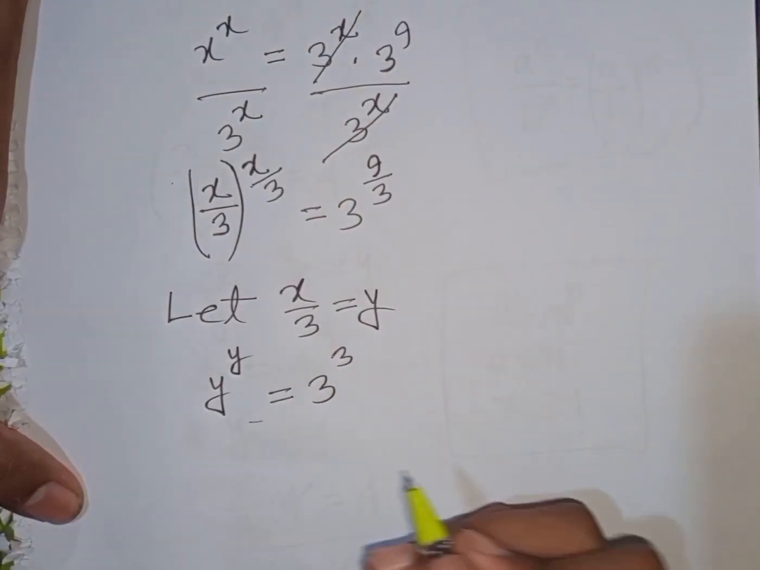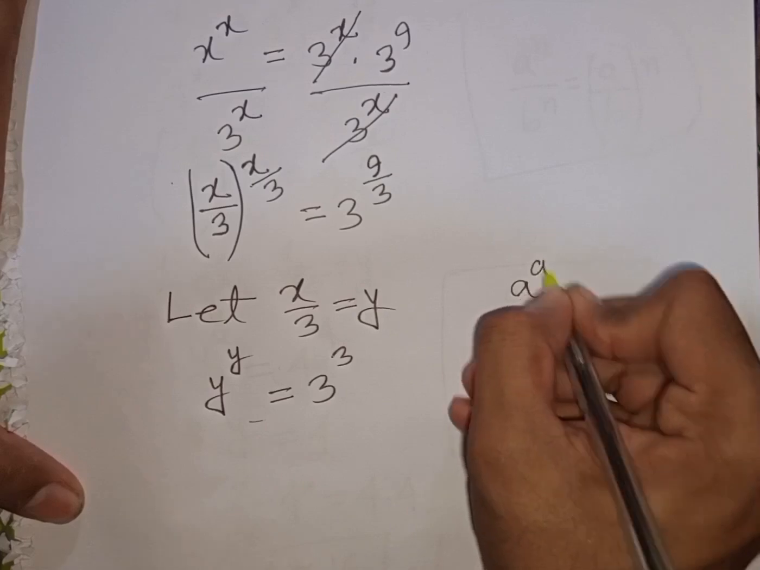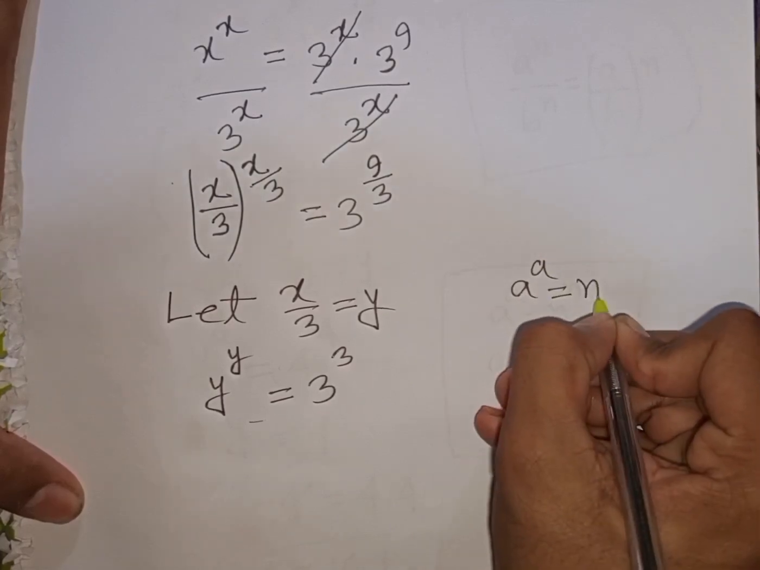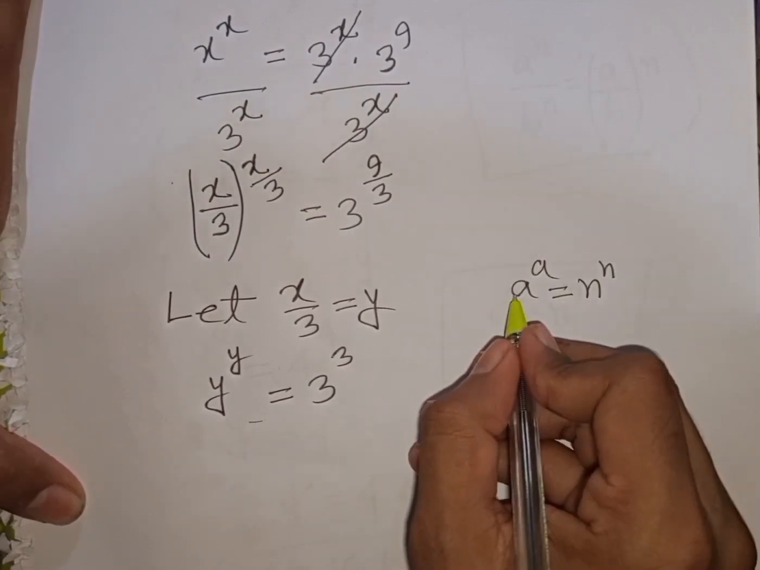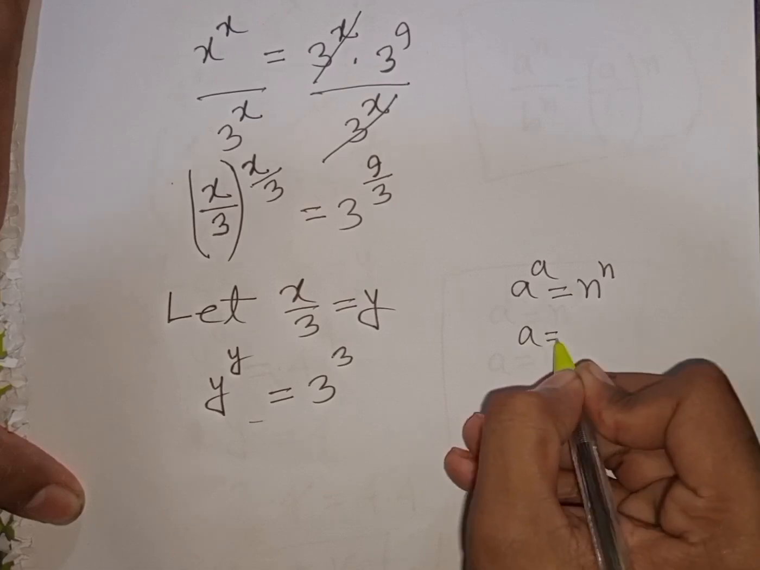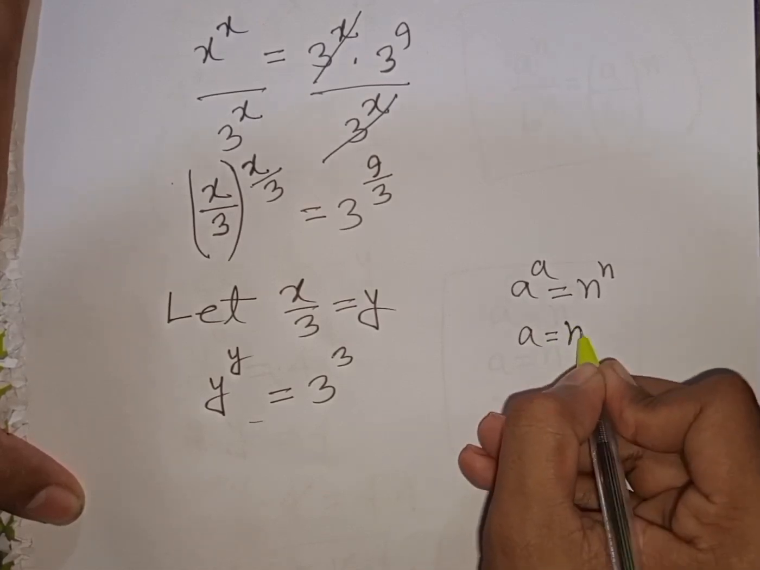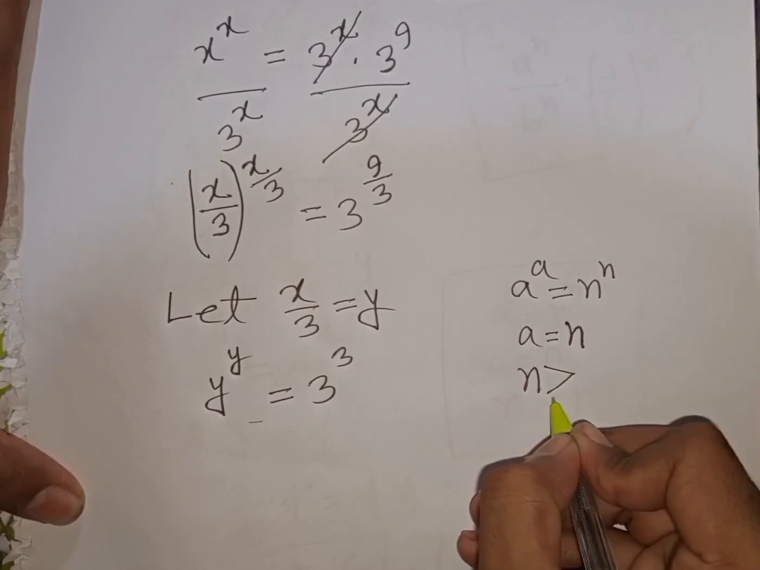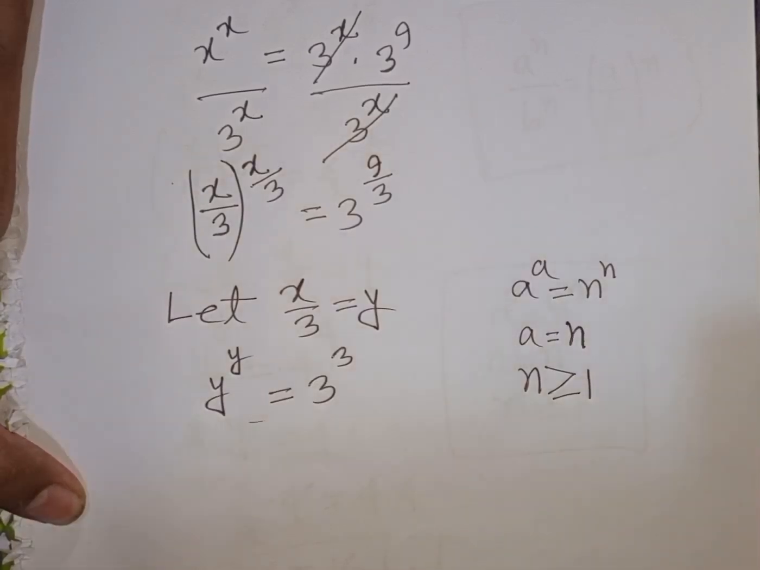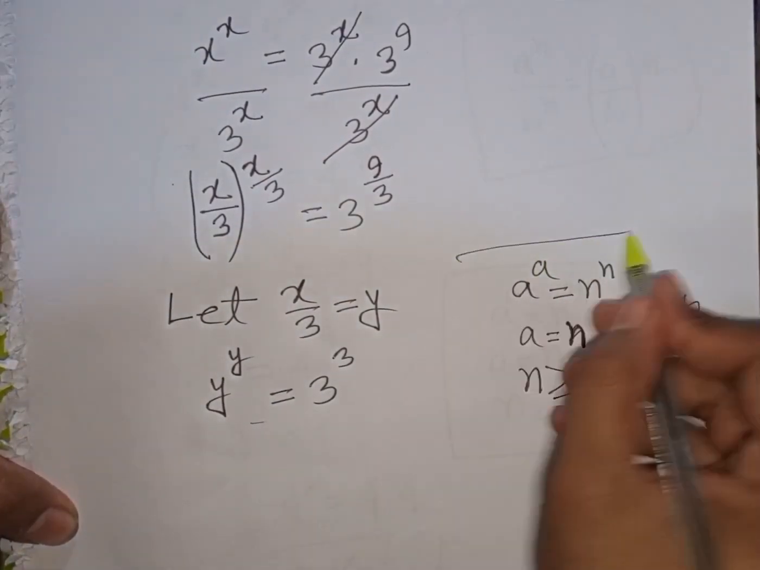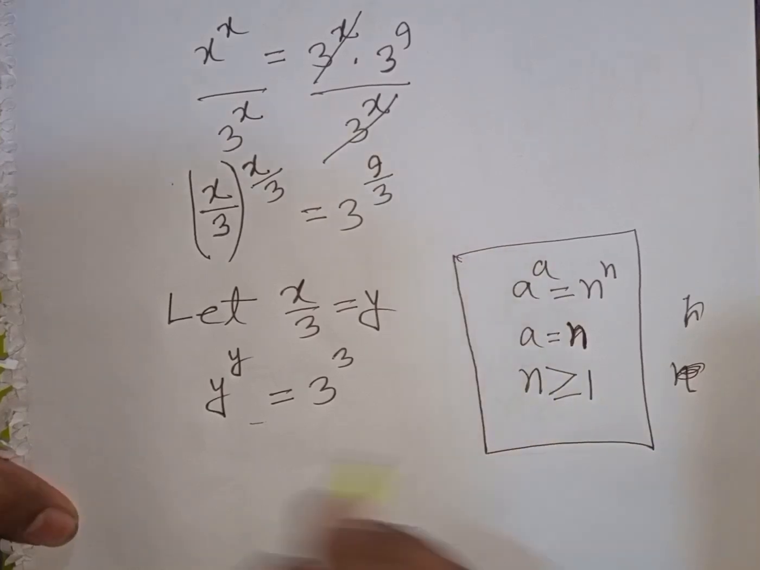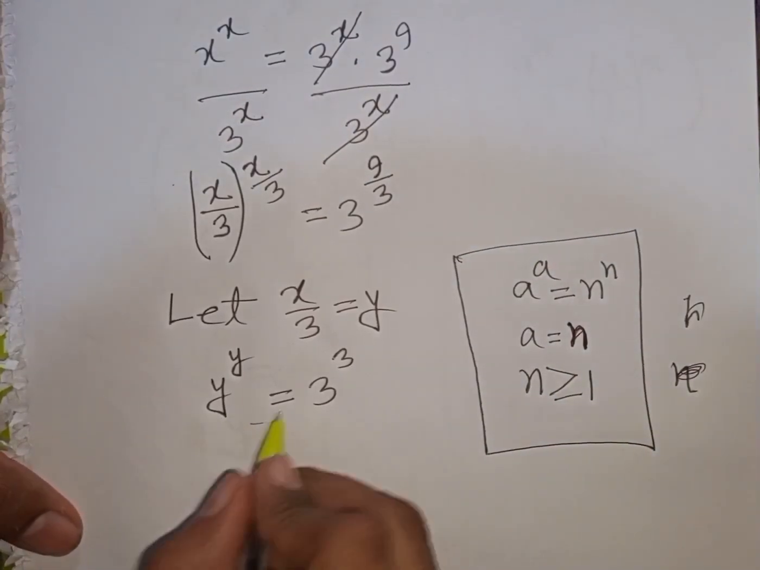Now here we can apply the rule that a^a is equal to n^n, so a will be equal to n, where n is greater than or equal to 1. So according to this rule, I can compare here y will be equal to 3.